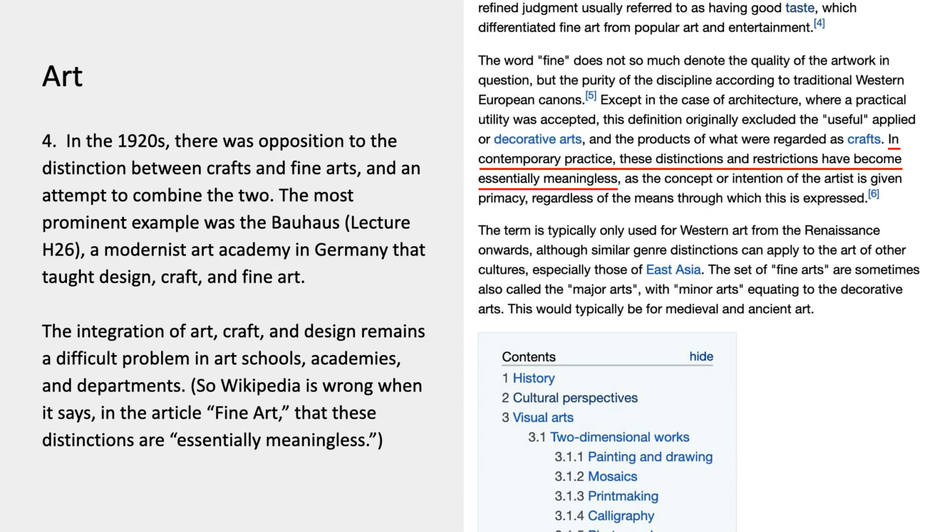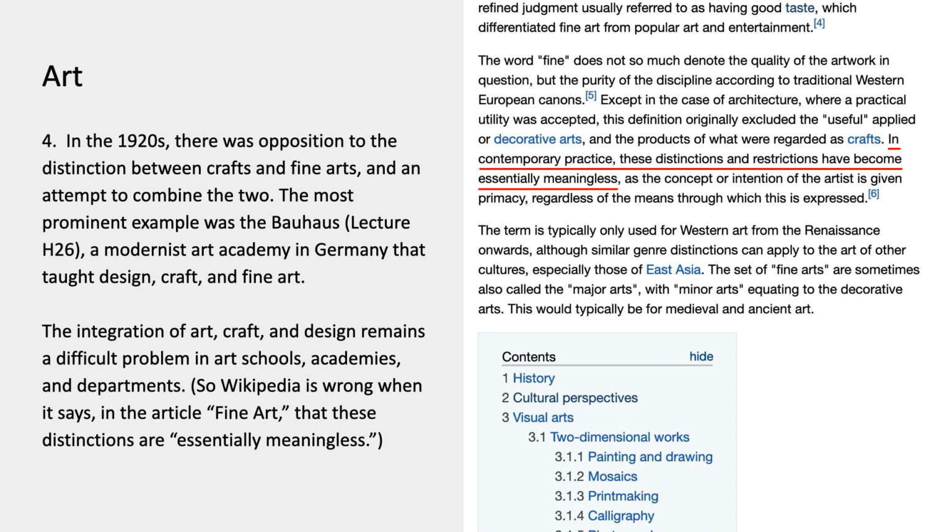And the last point I want to make about art is that in the 1920s, there was an opposition to the distinction between crafts and fine arts and an attempt to combine the two. The most prominent example of that is the Bauhaus, which is a modernist art academy in Germany that taught design, craft, and fine art. The integration of craft, art, and design remains a difficult problem for art schools and academies and departments.